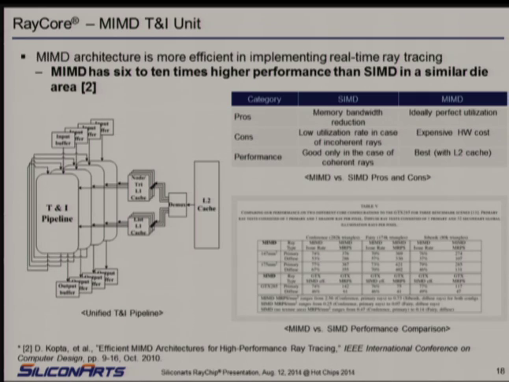We chose MIMD architecture over SIMD architecture to achieve high hardware utilization regardless of ray coherency. In order to support MIMD architecture, each pipeline needs dedicated L1 caches. Despite the increased hardware area, MIMD architecture produces better ray tracing performance than SIMD architecture. A recent paper published by the University of Utah also proves that MIMD architecture is 6 to 10 times more efficient than SIMD architecture in realizing real-time ray tracing.